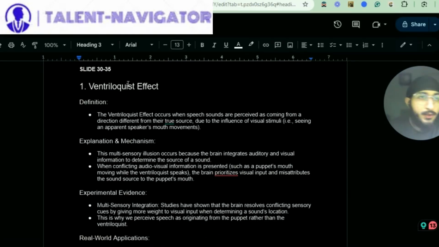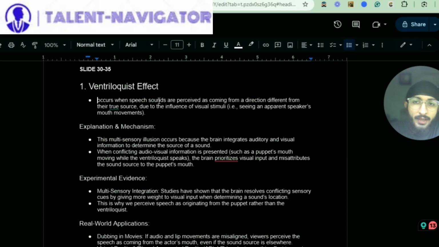Okay, so now we're going to be discussing the ventriloquist effect. Basically, the ventriloquist effect occurs when speech sounds are perceived as coming from a different direction from their true source due to the influence of a visual stimulus that is presented. For example, seeing an apparent speaker's mouth movements.